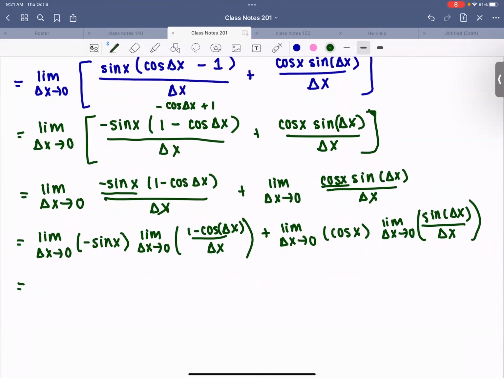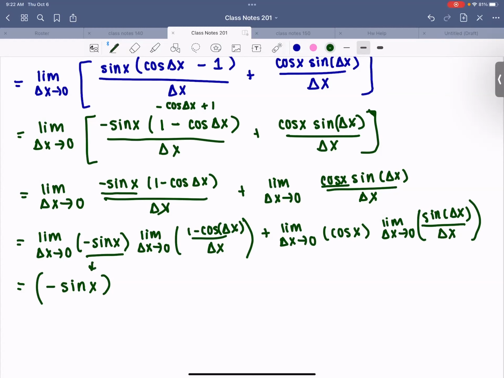What's the limit as delta x goes to 0 of sine of x? What am I plugging 0 into? Delta x. Is there any delta x in my phrase here in sine of x? So do you see a delta x here? No. So what's the limit? As negative sine x. Good. Okay, so if there's no delta x, you're not plugging anything in. It's literally just a constant function. We're left with sine x here.